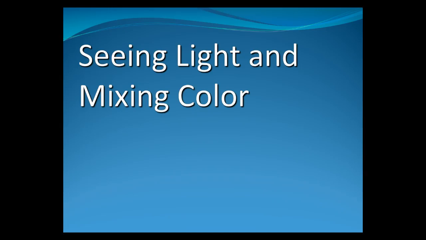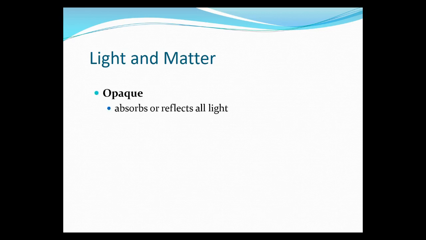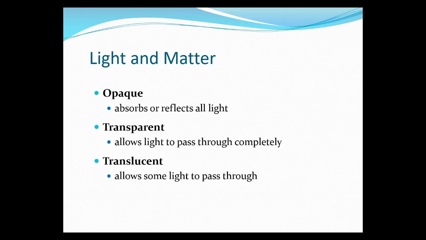Okay, so now we're going to look at seeing light and mixing color. So the first thing we're going to look at is what these terms mean. You can read the vocabulary as well as I'm going to say it. So opaque is absorbs or reflects all light. Transparent just allows light to pass through completely, and translucent allows some light to pass through.